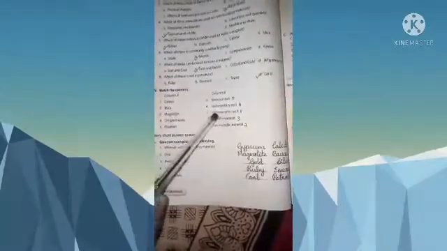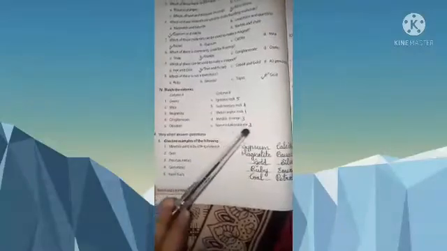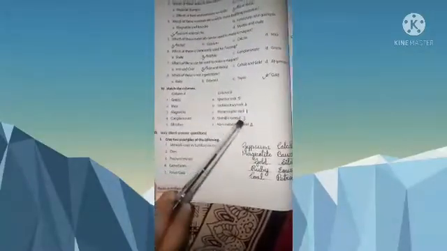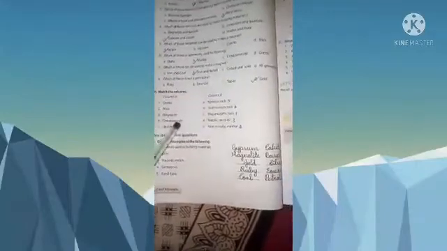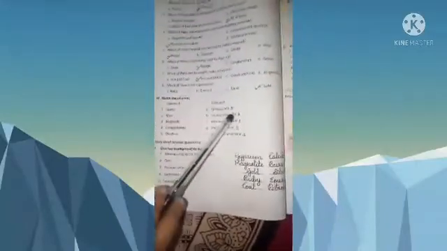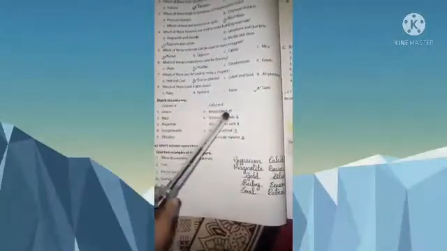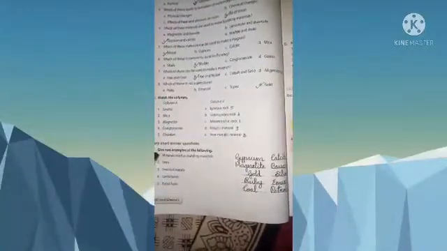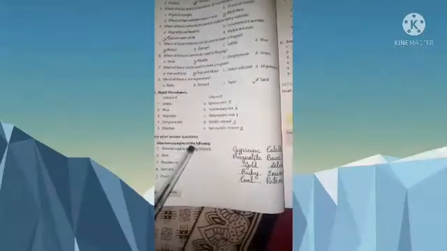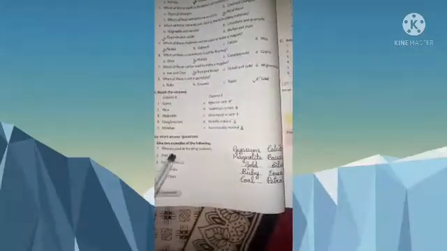Gneiss, metamorphic rock. Mica, non-metallic mineral. Magnetite, metallic mineral. Conglomerate, sedimentary rock. Obsidian, igneous rock. Next, give 2 examples of the following.